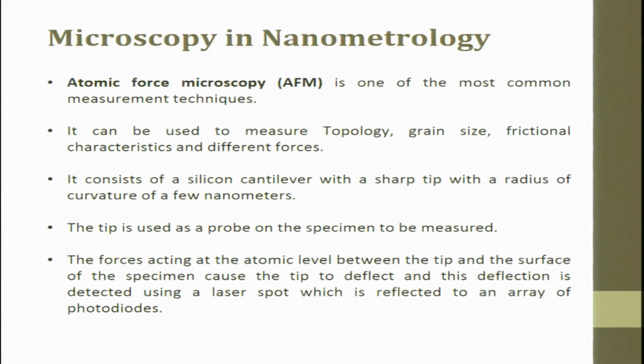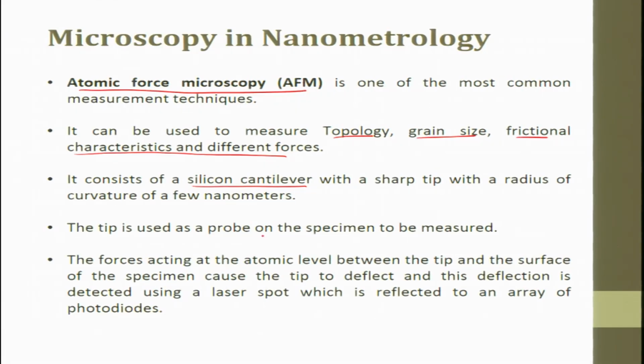Some of the microscopes used in nanometrology: one very commonly used one is the atomic force microscope, one of the most common measurement techniques used to measure nanometer features. It can be used to measure topology, grain size, frictional characteristics and different forces. It consists of a silicon cantilever with a sharp tip with a radius of curvature of a few nanometers.